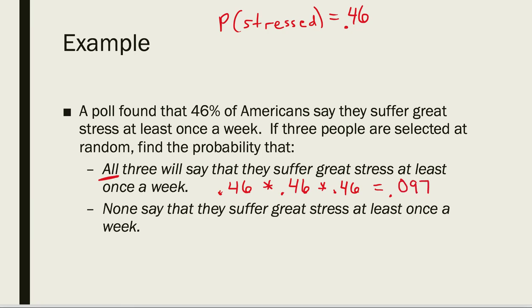All right, the second part says none say they suffer stress. So that means the first person doesn't suffer stress. So that would be 0.54. 46% say they do suffer stress. The other 54% don't. And we're selecting 3 people, so we'll do the same sort of setup here. First person doesn't, second person doesn't, and the third person doesn't. And we get 0.157 for that. All right, so again, that gives you a quick overview of your basic probability, also your OR problems, and also your AND problems.